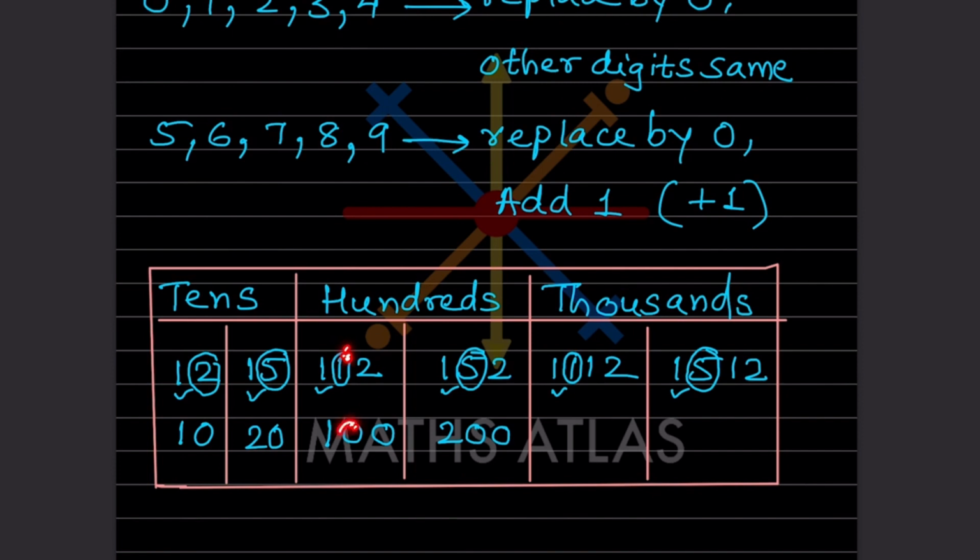So here you are going to put 0, and as I said, the other digit remains the same. If it is 1 here, what are you going to do? You are going to put 1 itself. Okay, now same here, this also we have to round to the nearest 100.